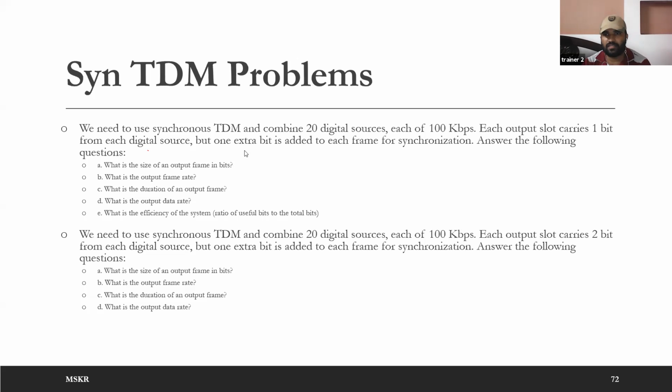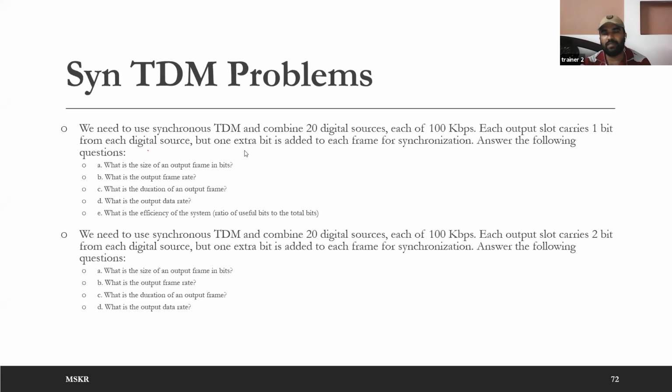Data rate always means the speed at which you are moving. Here we are considering how many people are moving from one location to another, the rate of moving those people. In the same way, how many frames are moved from sender to receiver is the frame rate, and how many bits are moved from sender to receiver is the bit rate.